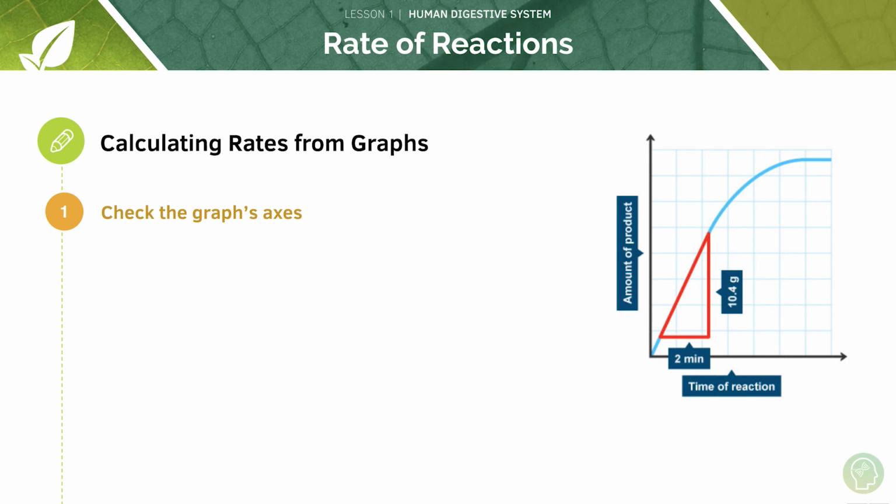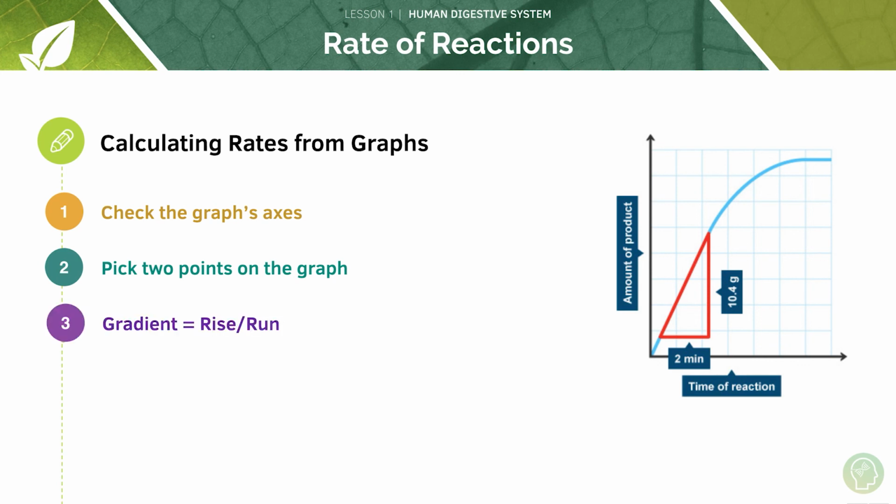So first of all, you have to check the graph's axes. So most graphs like this one will show you a product time graph, with the product formation on the y-axis and the time of reaction on the x-axis. And you can see that the time of reaction is measured in minutes and the product formation is measured in grams. You then need to pick 2 points on the graph, and you need to remember to pay careful attention to your units, okay? And so you pick 2 points on your graph and you find the gradient, which is just the rise of the slope.